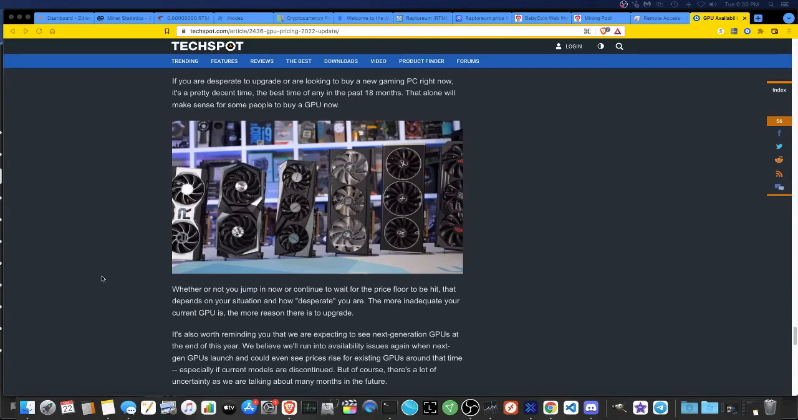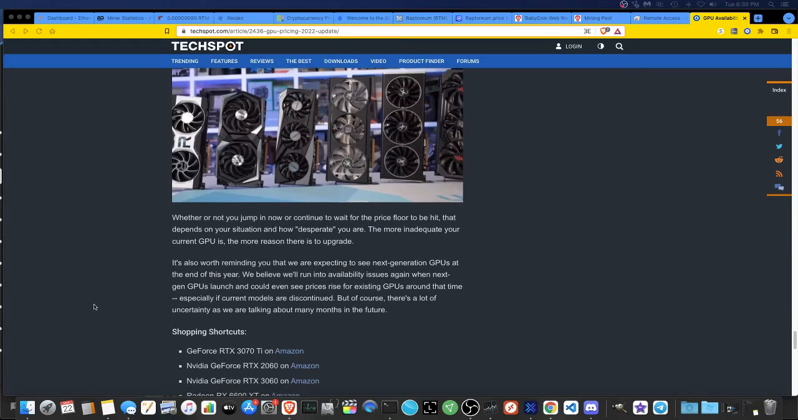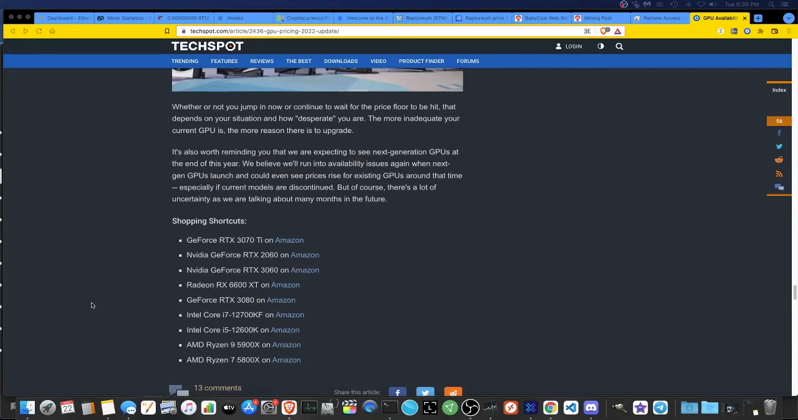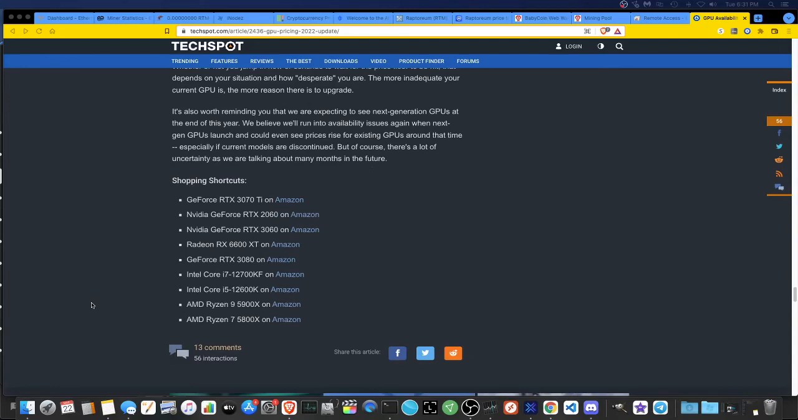Whether or not you jump in now or continue to wait for the price floor to be hit, that depends on your situation and how desperate you are. Don't be desperate. The more inadequate your current GPU is, the more reason there is to upgrade. Yeah, I just want it for mining. Right now I'm holding off because I want to see what Ethereum does. I want to get some retail bots running again and definitely get the MSRPs on these things. I don't want to pay anything over MSRP because it is kind of a business, sole proprietor. You don't want to waste money on stuff you don't need to. If you can find a better way to get things cheaper, do it. Don't waste money on things that won't make you money, but don't overspend either on GPUs. What do you think?